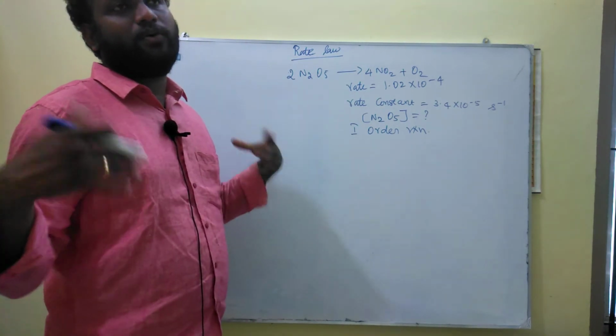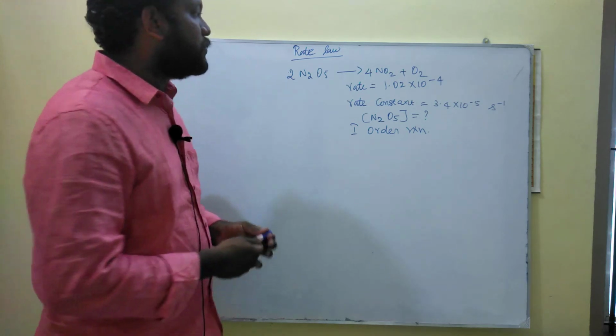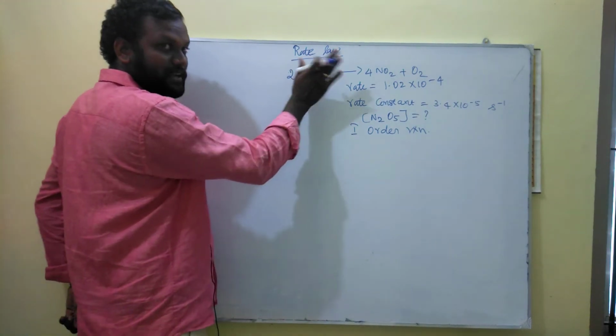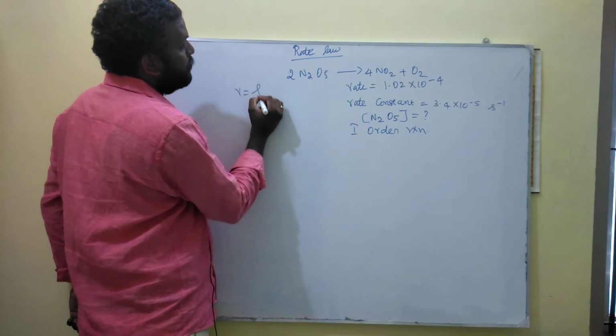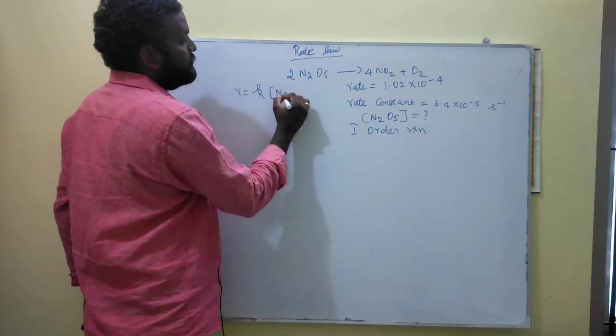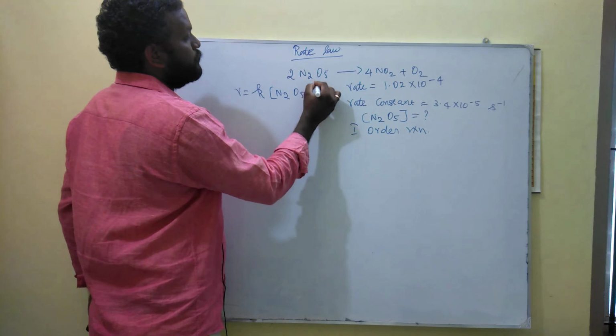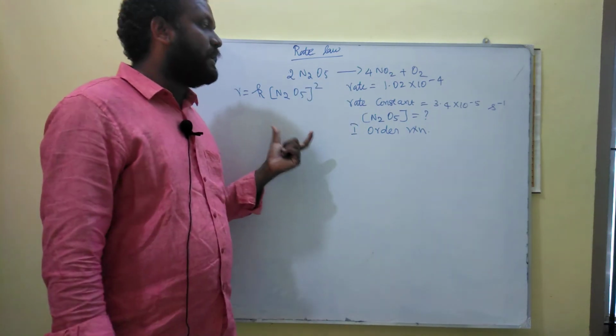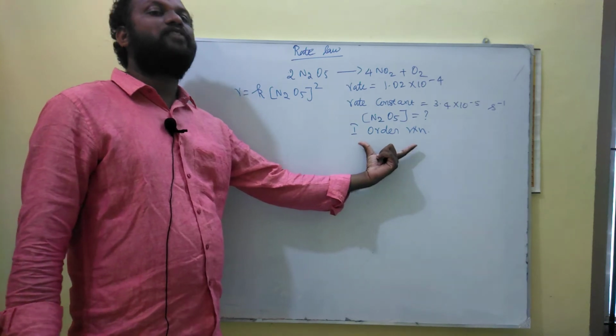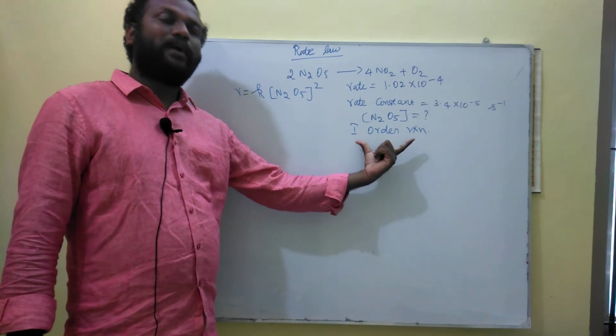So we know how to write the rate law. From the given chemical reaction, we can write the rate law expression. R is equal to K into concentration of N2O5 power 2. This is what we wrote, but it is wrong, because they have given that it follows a first order reaction. What is order?